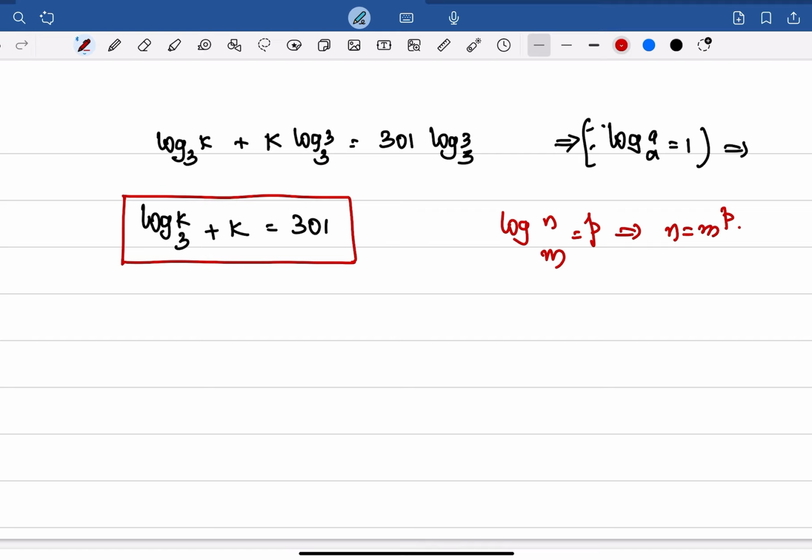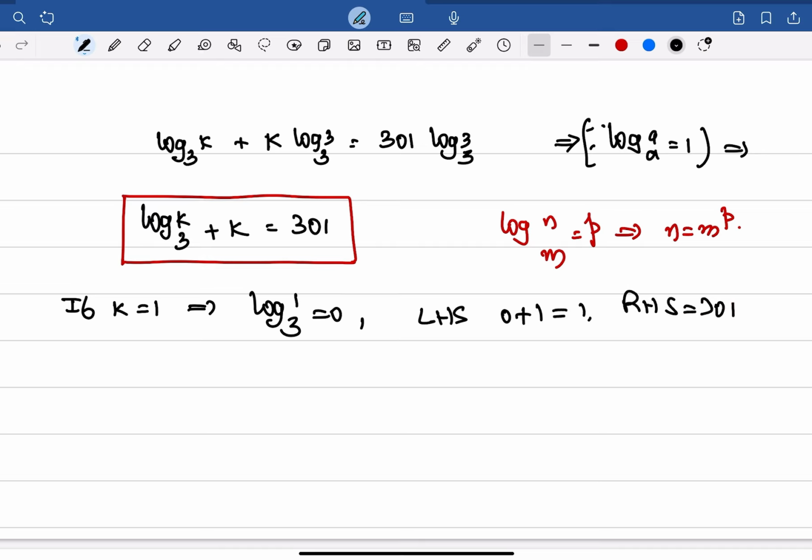Now, if k is equal to 1, what happens? Let us use the trial and error method. If k is equal to 1, log 1 to the base 3 is equal to 0. Left hand side is equal to 0 plus 1. Right hand side is equal to 301. Hence, the answer is very far.